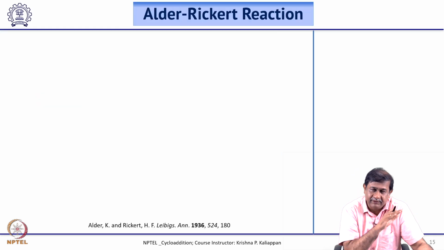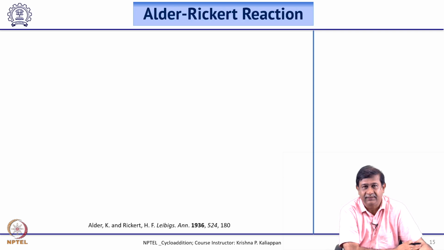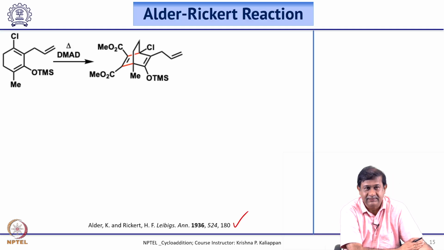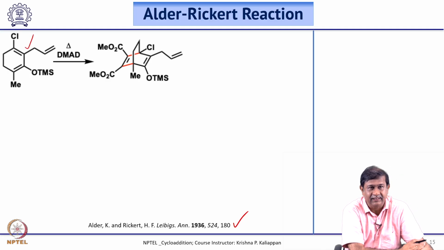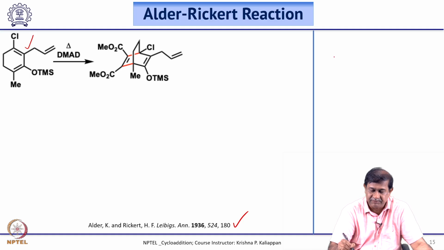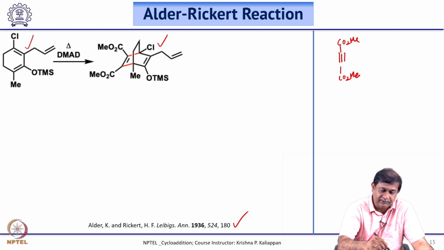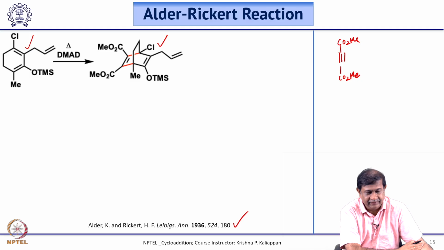So, now from retro Diels-Alder reaction we will move to another famous reaction called the Alder-Rickert reaction, which was discovered almost 100 years ago. So, what is this reaction? See, for example, if you take a diene like this, okay, and then do a Diels-Alder reaction with dimethyl acetylene dicarboxylate. DMAD is nothing but dimethyl acetylene dicarboxylate. So, that should give this bicyclo 2,2,2 octadiene system. Okay. Now, can you see a good leaving group in the retro Diels-Alder reaction?